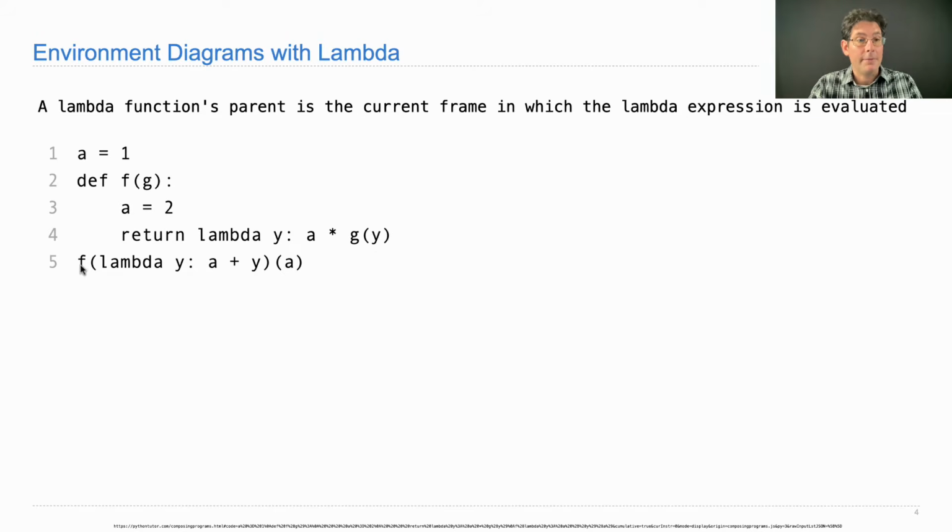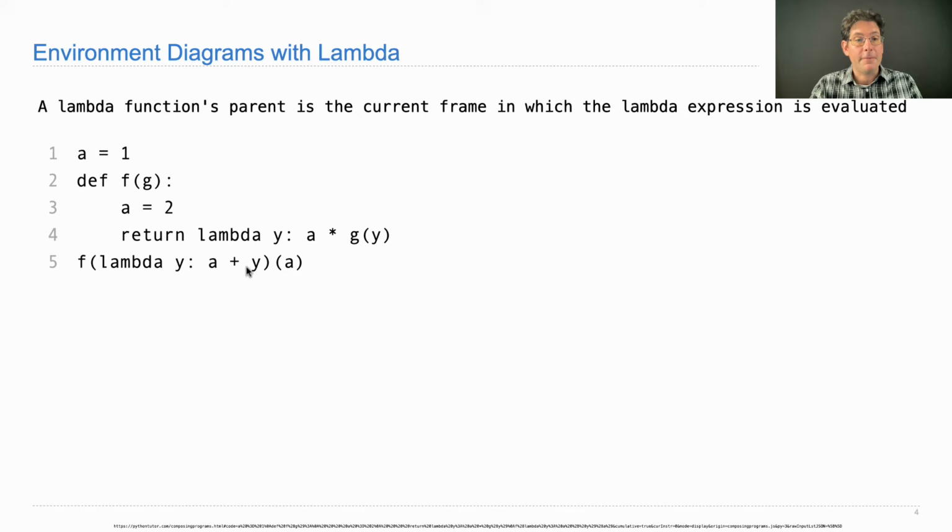Now we call f. f takes a function, and we create one here, a function that adds a to whatever's passed in, y. Now this call to f actually returns another function, which means we can call that on a. Now, the key question here is which a is used in each of these cases.